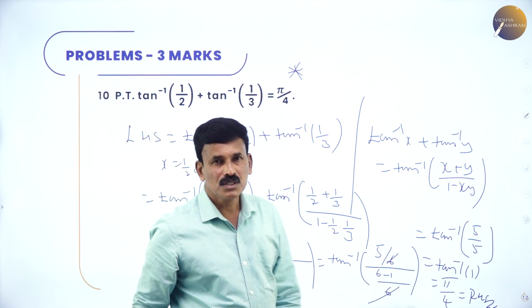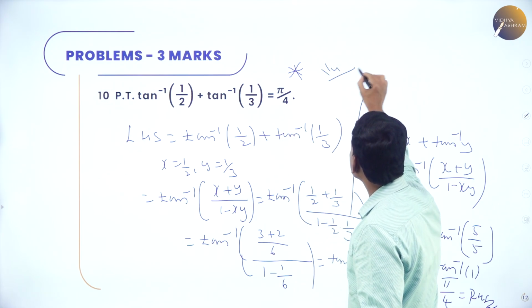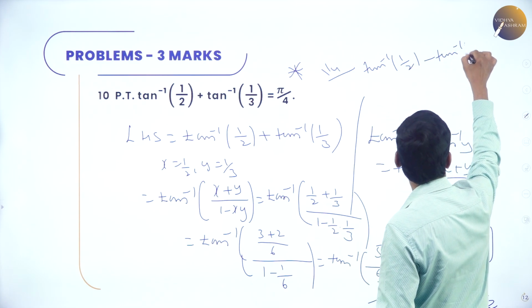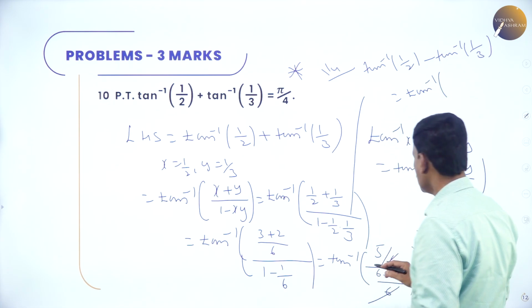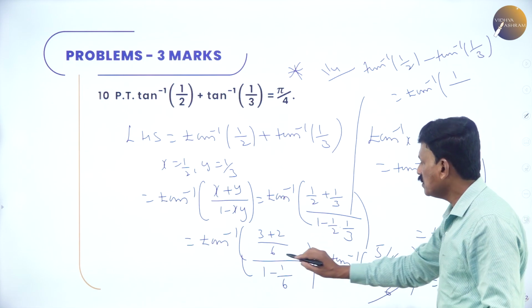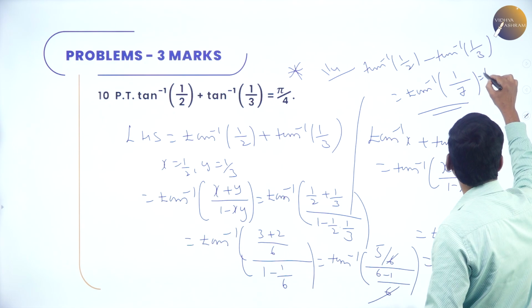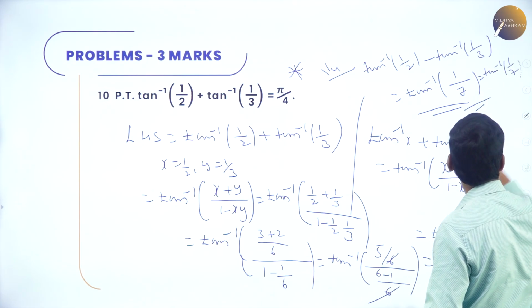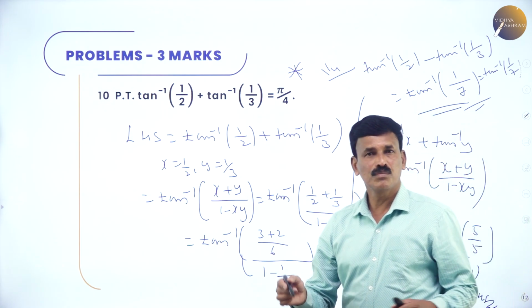That's it, right? Similarly, if it is minus, so tan inverse of 1 by 2 minus tan inverse of 1 by 3, what is the answer we are going to get here? Here we are going to get 3 minus 2 is 1, divided by 6 plus 1 is equal to 7. So we are going to get tan inverse of 1 by 7. 1 by 7 is the answer we are going to get if it is minus. That's it. Hope you followed.